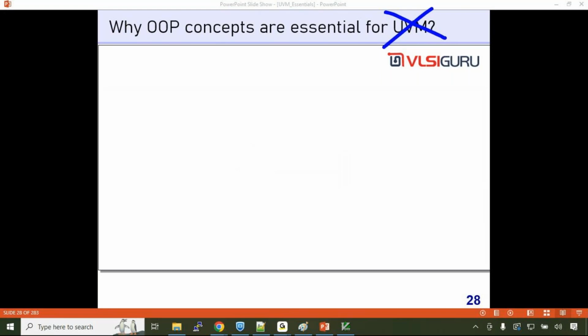If the concept of static properties and static methods is not there, UVM is only efficient by 10-20%. That's all, not 100% efficient. So like that, every concept is very important. Like we studied polymorphism, that is also essential. If the polymorphism concept is not there, then UVM is not possible. I mean, UVM will be less efficient. Like that, every concept we learned in object-oriented programming gets used during the UVM implementation.